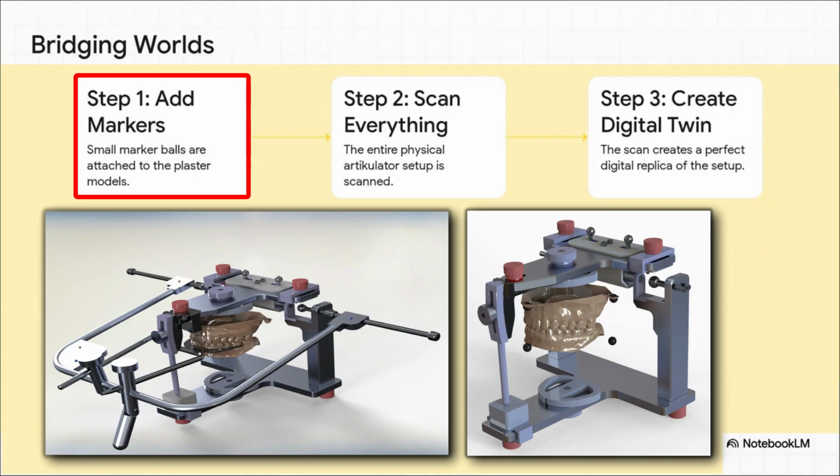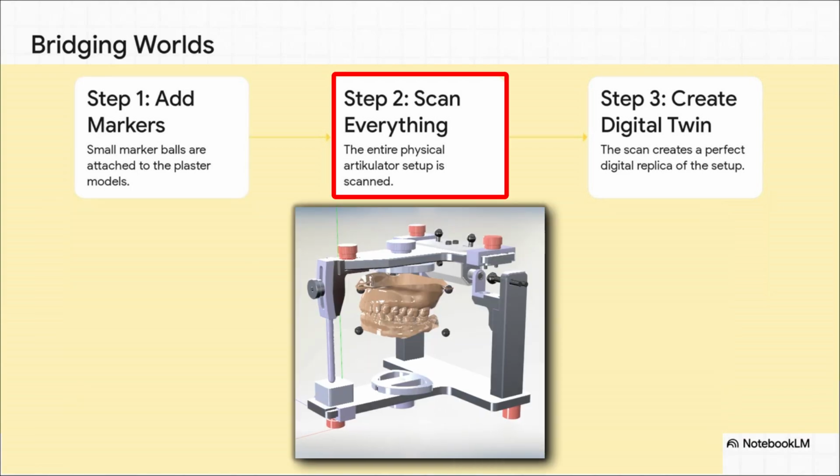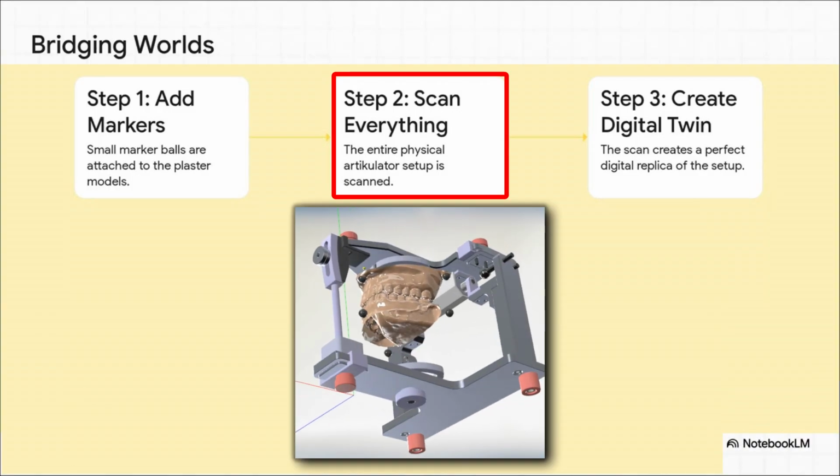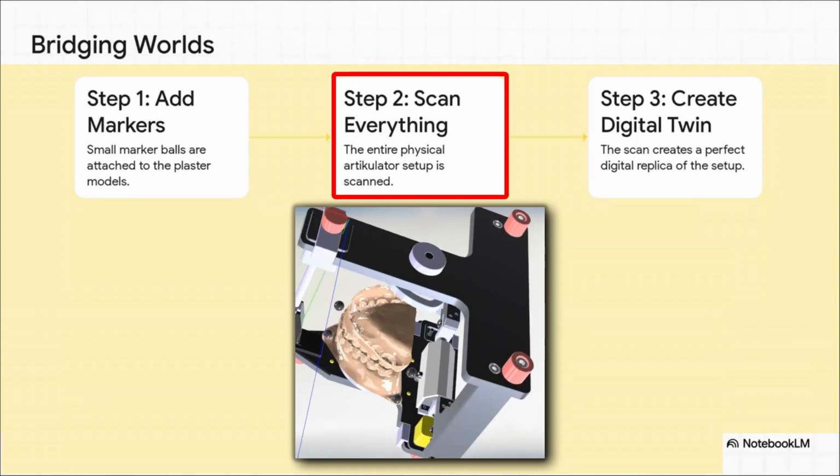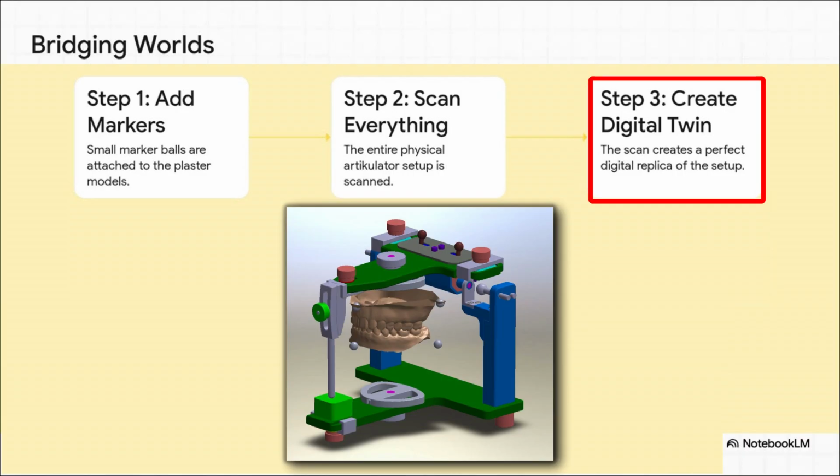So here's how they build the bridge. You start with the perfectly assembled physical model. Then you stick these tiny little marker balls on it. After that, a 3D scanner captures the entire setup, the articulator, the models, everything. That scan data is then used to create what's called a digital twin, a perfect one-to-one digital copy of all that painstaking physical work. It's the best of both worlds.